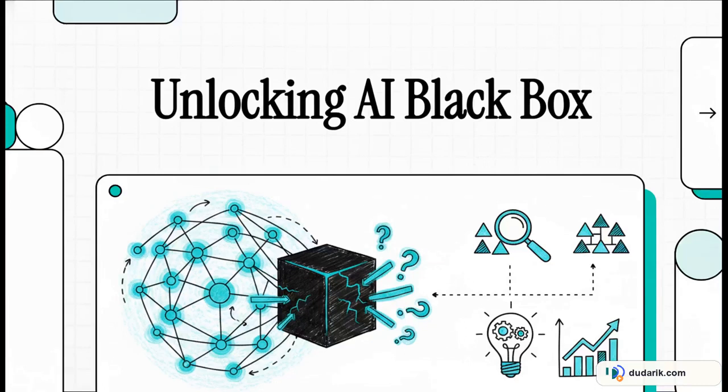Today, we're diving into a massive piece of AI news. We are tackling the absolute mystery of why artificial intelligence models make the specific decisions they do. As AI systems get more and more complex, their internal logic is getting seriously obscured, and that's creating a major headache for data scientists and engineers who actually need to trust these systems out in the wild.